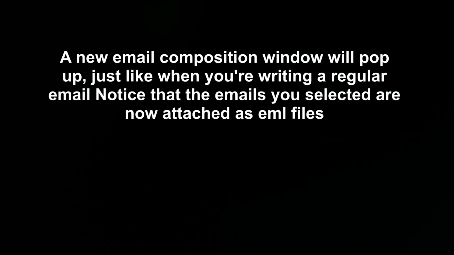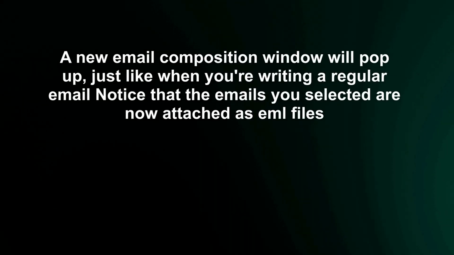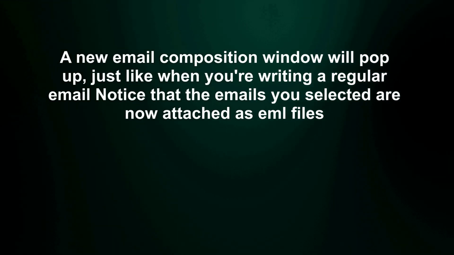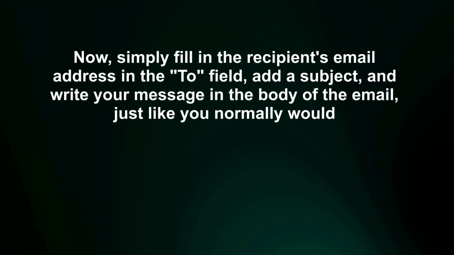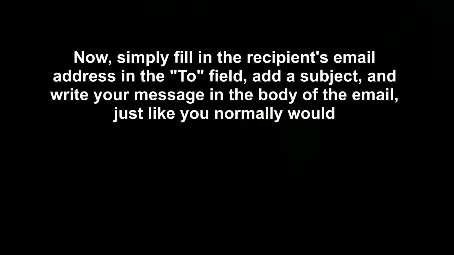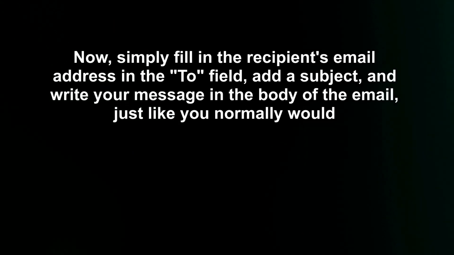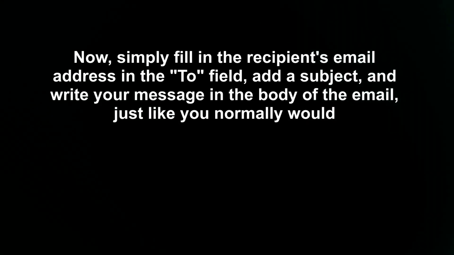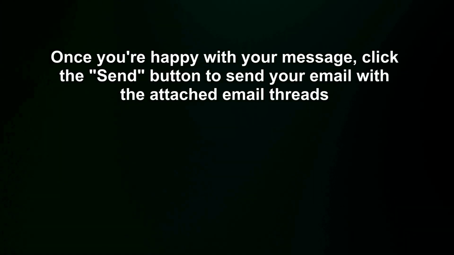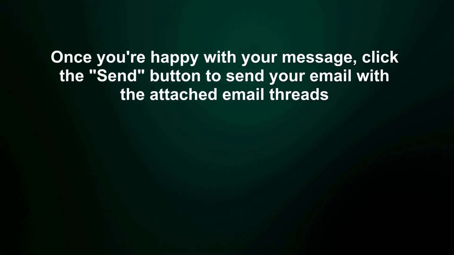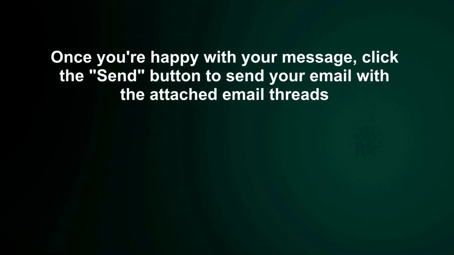A new email composition window will pop up, just like when you're writing a regular email. Notice that the emails you selected are now attached as EML files. Now, simply fill in the recipient's email address in the To field, add a subject, and write your message in the body of the email, just like you normally would. Once you're happy with your message, click the Send button to send your email with the attached email threads.